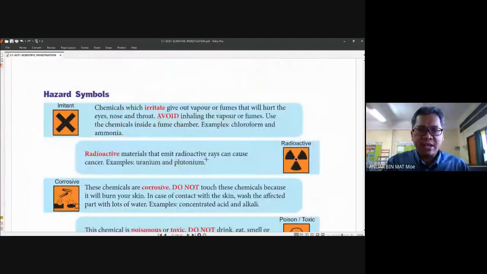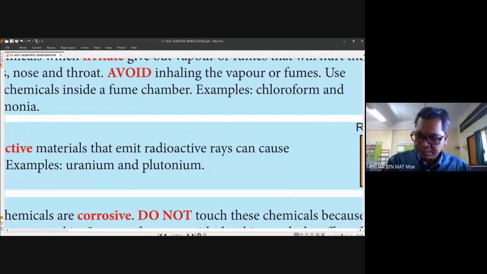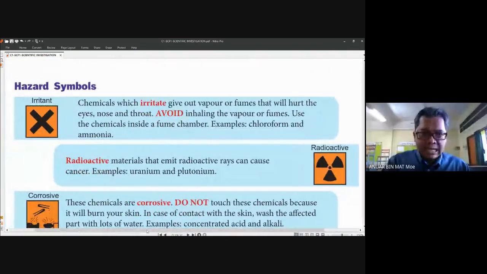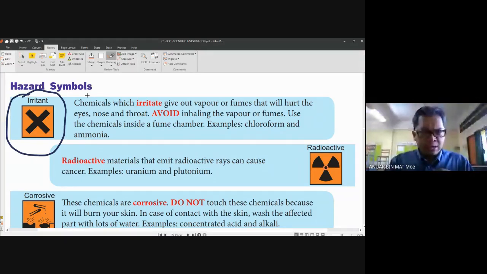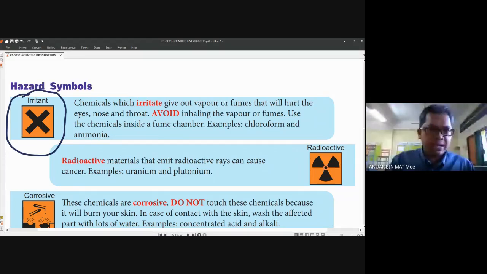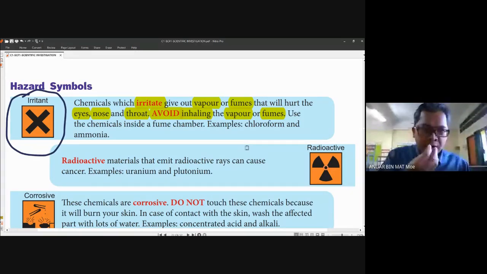So what are the symbols you need to understand? The first symbol is irritant. Okay, and if you can see at the label here, there is a cross sign here. Irritant means that the chemical is an irritant chemical, because the chemical will release the vapor or the fume that will hurt the eye, nose, or throat. This is what we call irritant, meaning that you must avoid inhaling or smelling the vapor or the fume. Because once the vapor or the chemical gets into your eye or your nose, inside your throat, you will become sick.